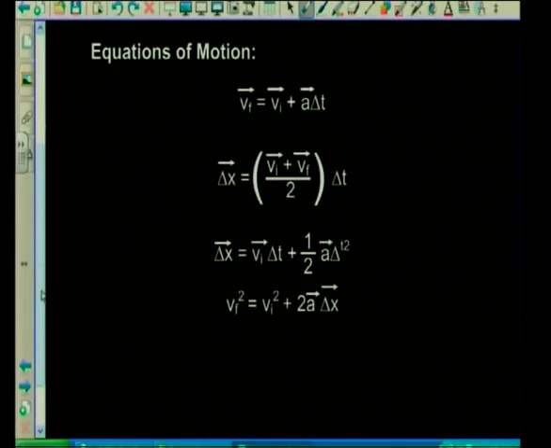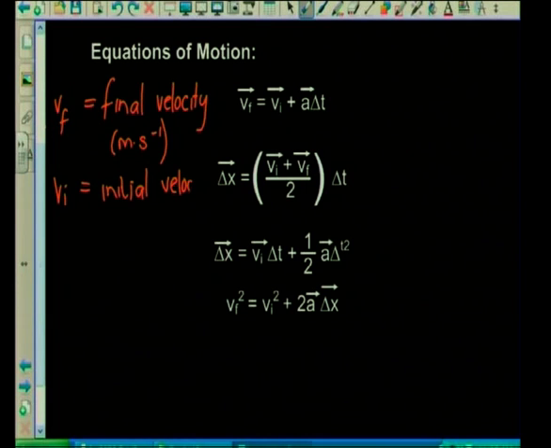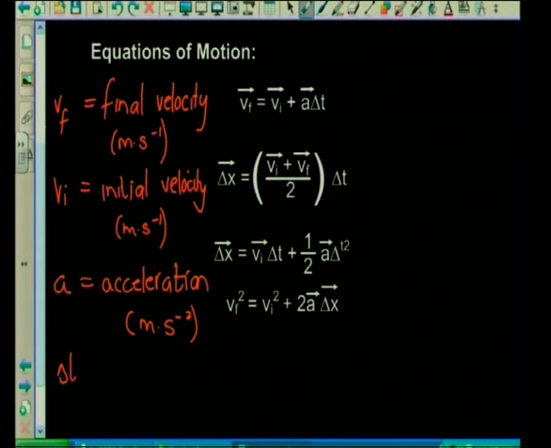The first equation is vf equals vi plus a delta t. Let's go through what all of those mean. vf is our final velocity, which is measured in meters per second. vi is initial velocity, so it's the beginning, measured in meters per second. a is acceleration, measured in meters per second squared, and delta t is time, measured in seconds, which is great. We're going to use that one quite often.